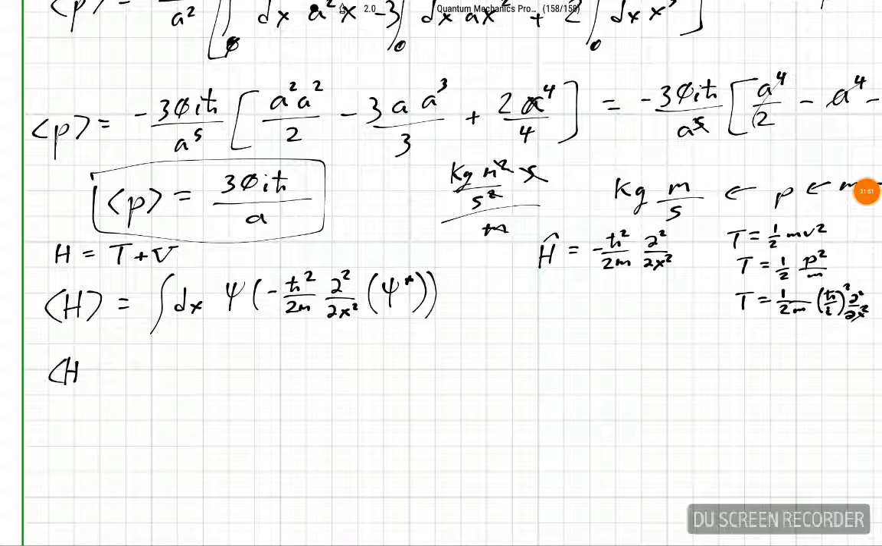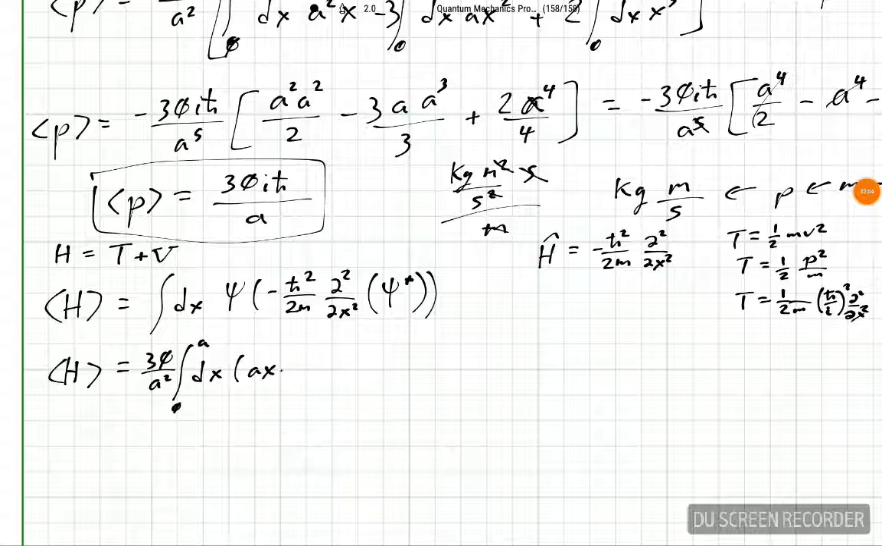So let's go ahead and parse that out for our case. We're going to have our normalization constant out in front here. We're only integrating from 0 to a. So we have dx. I'm just going to go ahead and push that multiplication through for my psi. I'm going to throw my negative sign out here. And then I have h bar squared over 2m. And then I have the second derivative of this guy.